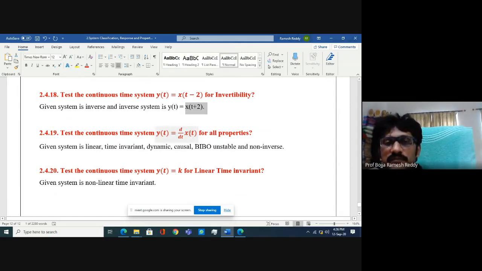Already we have seen that if x of t is equal to the unit step signal, then the output is unbounded. This is a non-inverse system. Differentiation is a non-inverse system.